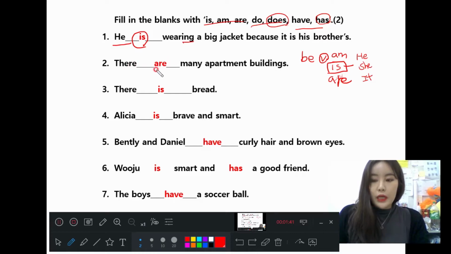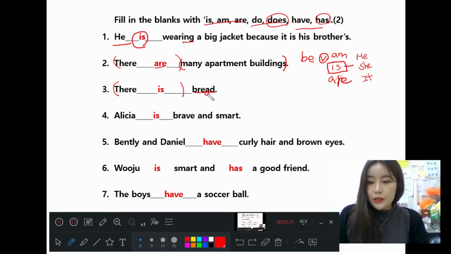And for the second one, the answer is are. The reason that is are is because look at here, many apartment buildings. This is a plural noun. If it's plural, we use are. Okay, good. And what was the meaning for there are? Good. 있다. Okay. And the next one is also another 있다, but you may be confused whether we should use is or are. In order to pick the correct one, we have to know that this word spread is not a countable noun.